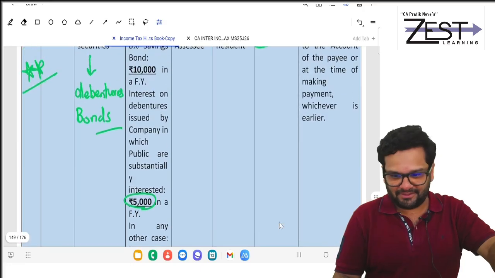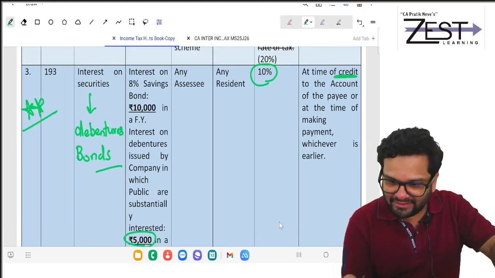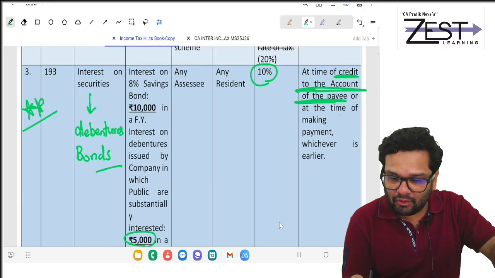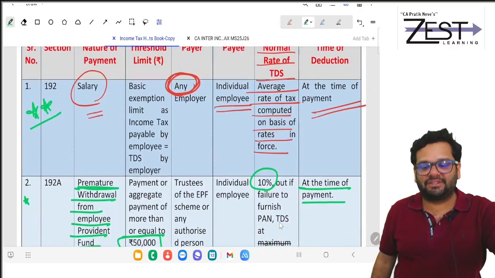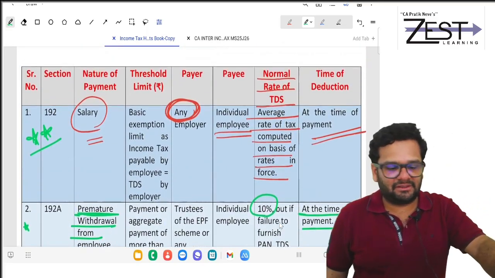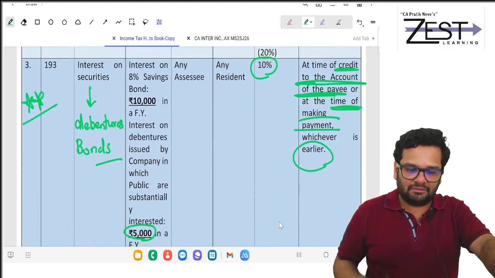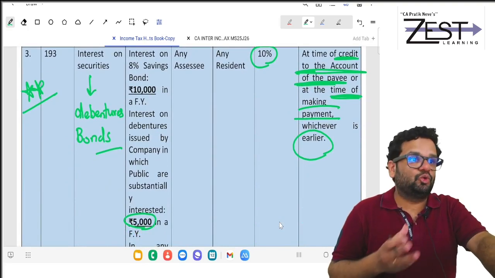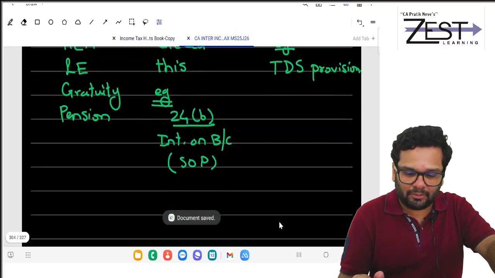What is discussed? At the time of credit to the account of the payee, or at the time of making payment, whichever is earlier. If you have seen till now, it was different. Everywhere it was said at the time of payment. Now what is this in between? Two dates are given, whichever is earlier. What exactly are we talking about?